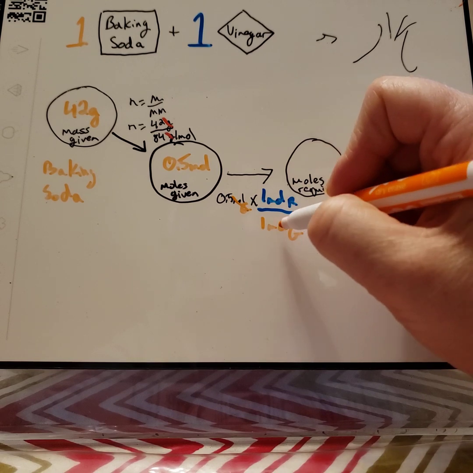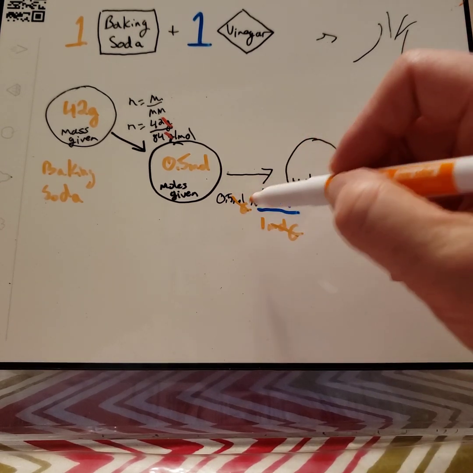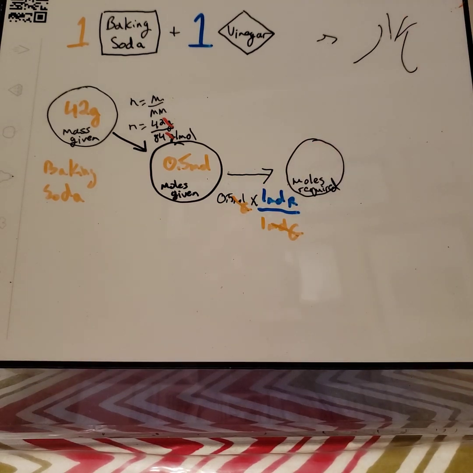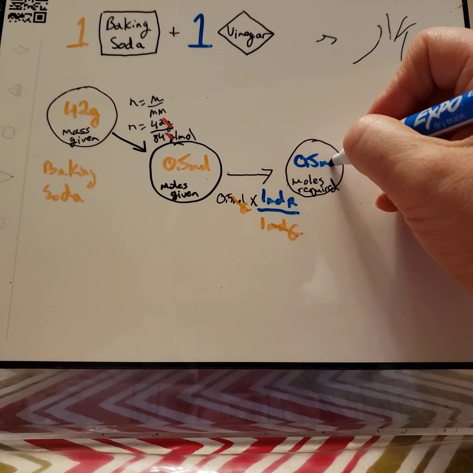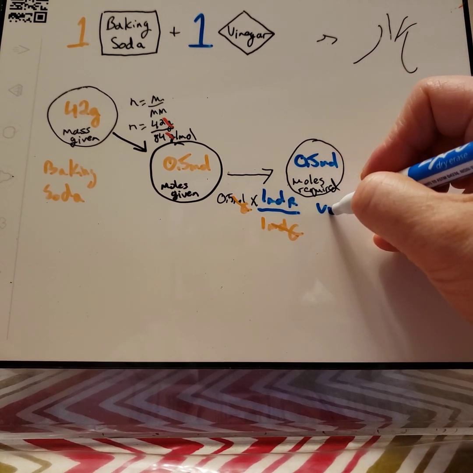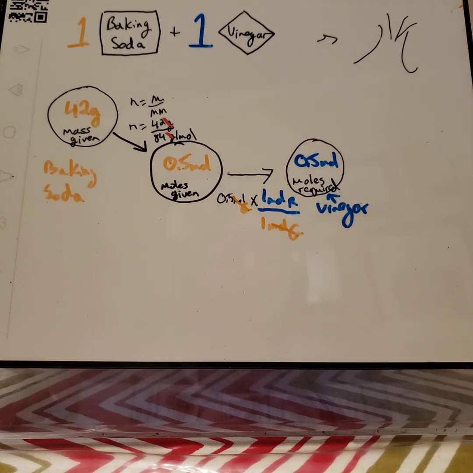So moles of given are going to cancel out. This happens to be 1, so that's a nice, easy calculation. 0.5 times 1 divided by 1 is, of course, just 0.5. So we now have 0.5 moles of our required, and in this case, this is our vinegar. Okay, so our required is vinegar.